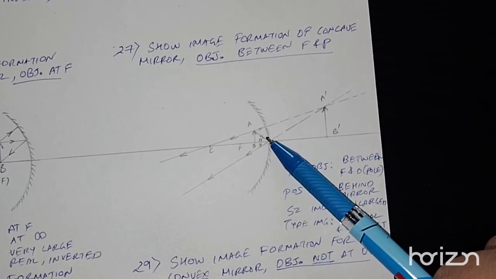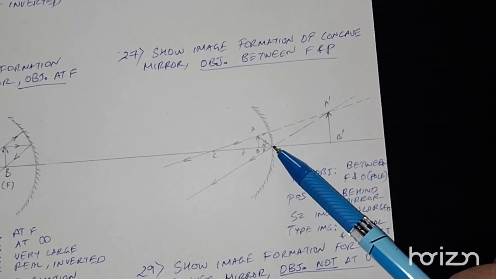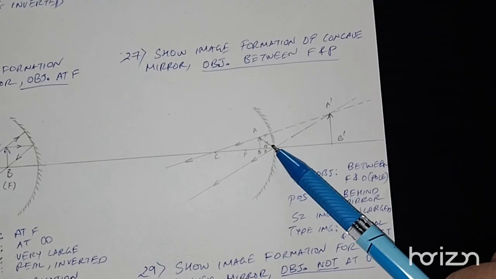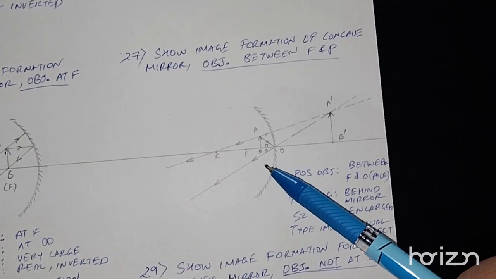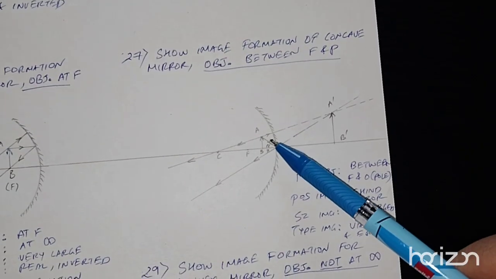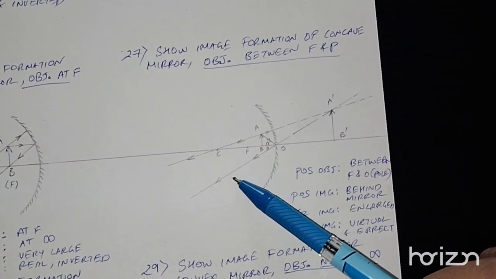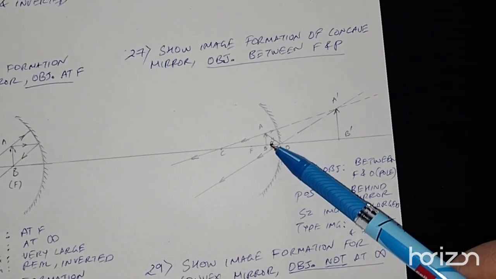You take another ray and hit it at the pole of the mirror, it will create an angle theta. So what will happen, because the angle of incidence is equal to the angle of reflection, the reflected ray will also create an angle theta.